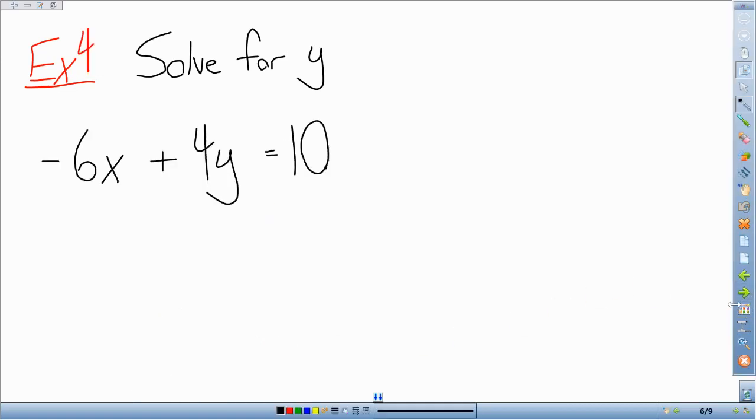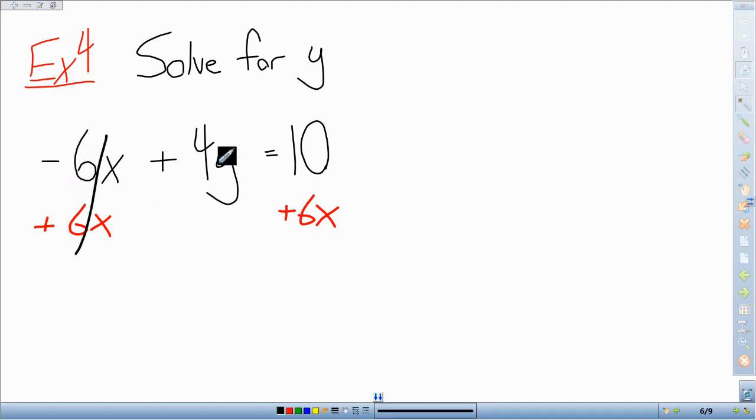I'm going to try one more with you guys, and then I'll have you try one after this. Go ahead and copy this. We'll solve for y. Same idea. Positive 4 is being multiplied, and we'll eventually get rid of that. But this minus 6x is being subtracted, so we will get rid of it by adding the entire 6x to the right-hand side.